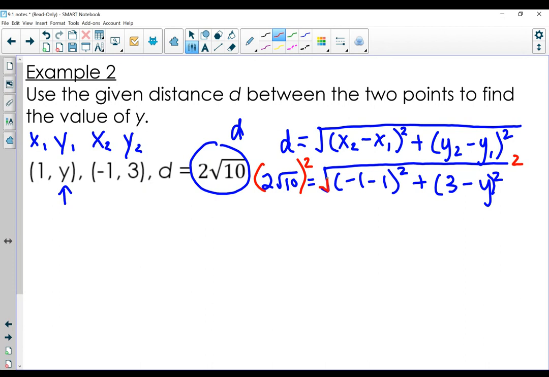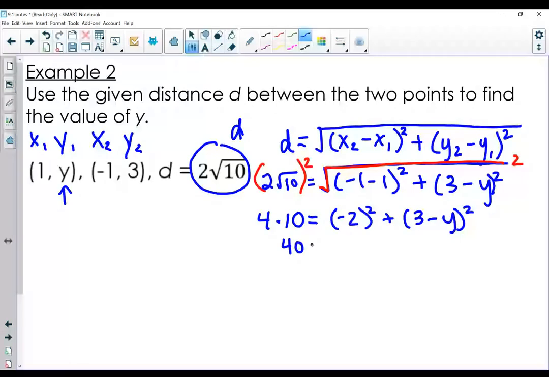I know that the square root and the square are inverses. So over here, my square root will be gone. I'm going to simplify. Negative 1 minus 1 would be negative 2, squared, but we have to have parentheses. Then I'm going to leave my 3 minus y squared for now. I'm not going to expand that out. When I square this side, I square the 2, which is a 4, and when I square the square root of 10, that just gives me a 10. So right now I have 40 equals 4 plus the quantity 3 minus y squared.